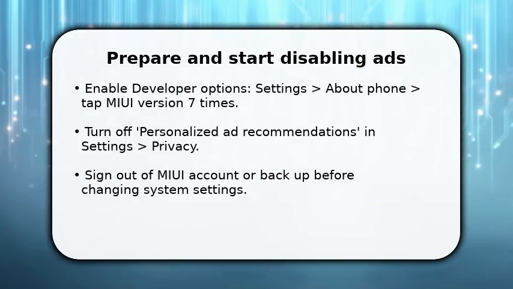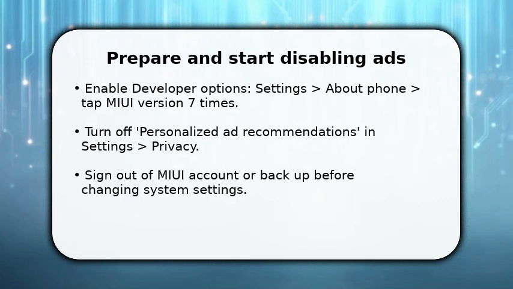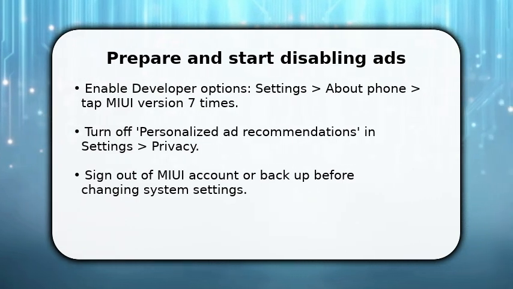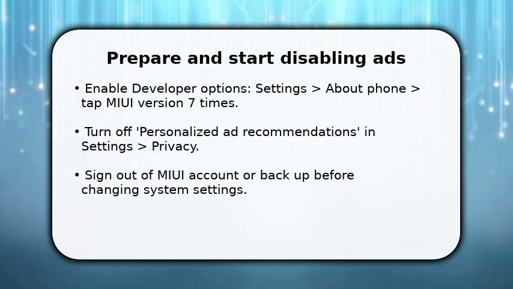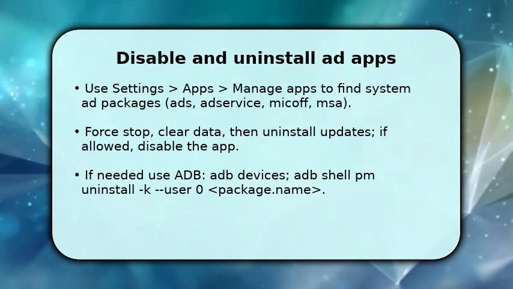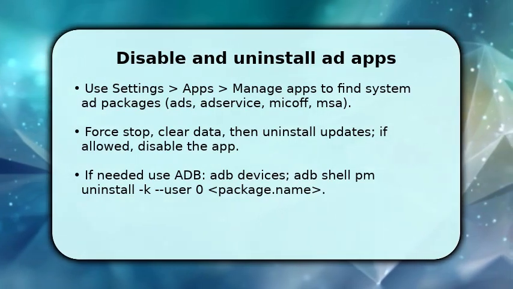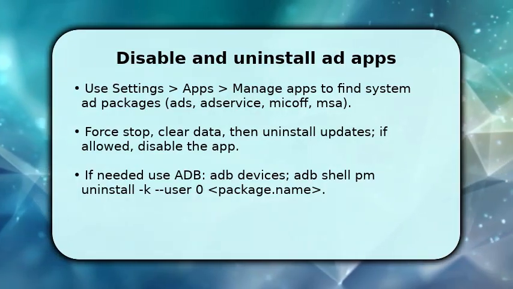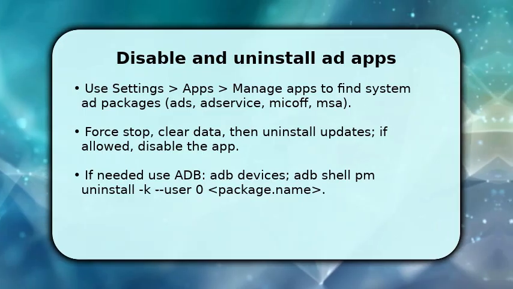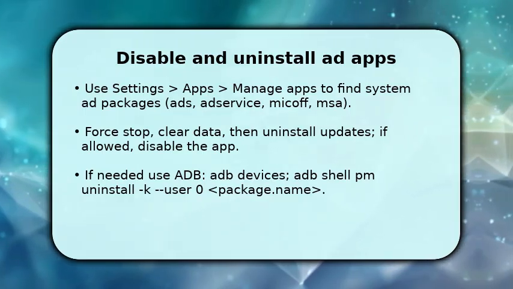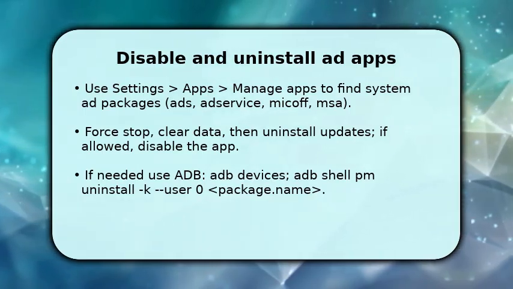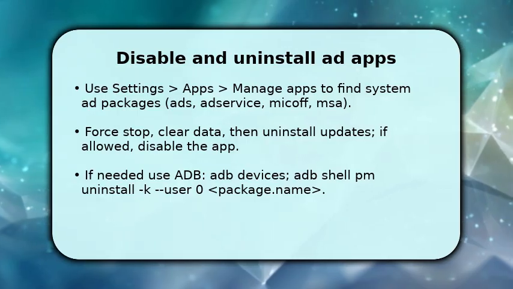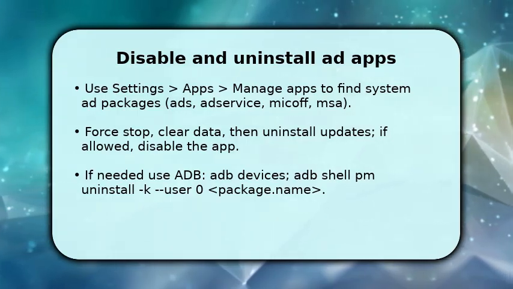This reduces persistent ad targeting and prepares the device for the next steps, where we remove ad components and disable notifications. Now you remove or neutralize the ad packages that show banners and push ads. Open Settings, Apps, Manage Apps and look for packages like MSA, AdService, MICOF, or carrier-specific ad modules. Force stop them, clear data, and uninstall updates, then disable if the option appears.